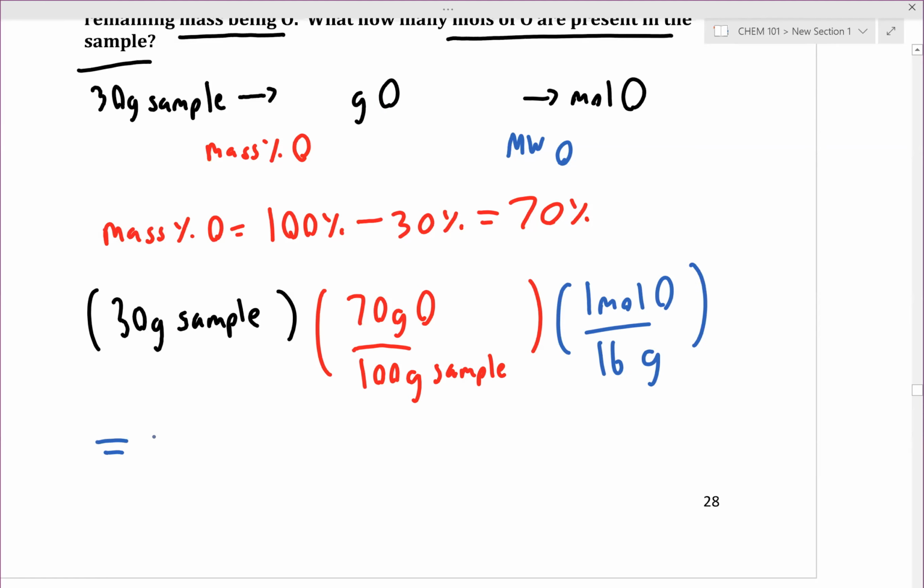Okay, we now have enough information and we have everything laid out, so we can complete this problem on our calculator. So we're going to enter 30 times 70 over 100, divided by 16. And that in turn gives us 1.31, that we round to 1 mole of oxygen following sig fig rules.